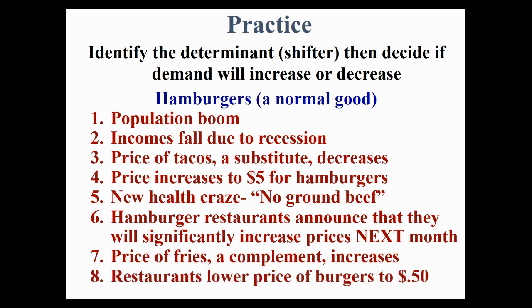And the last one, restaurants lower the price of burgers to 50 cents. That's not a shift, that's a change in price. As price falls, quantity demanded goes up. So there'll be an increase in quantity demanded, and we will move right along the curve, sliding downward to the right of the curve.